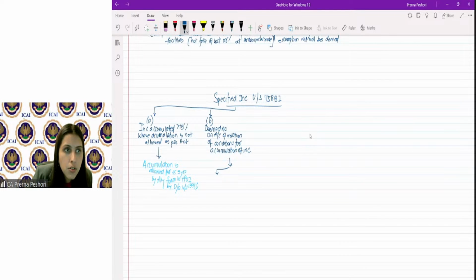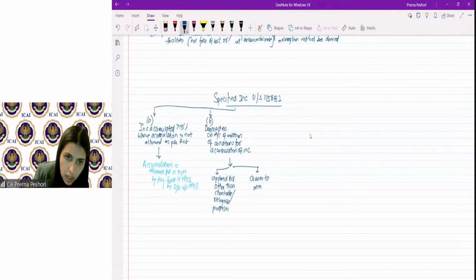The first point: will be applied for other than charitable or religious purposes. Applied for other than charitable or religious purposes.